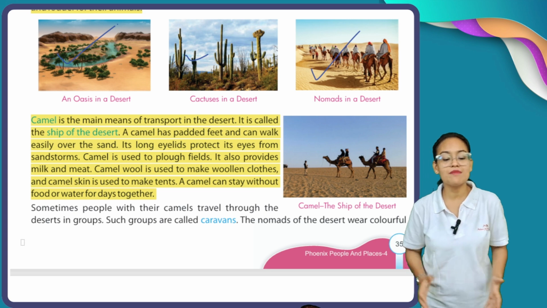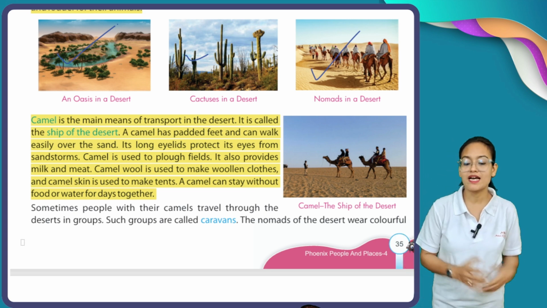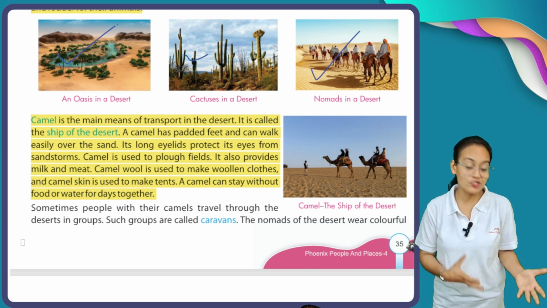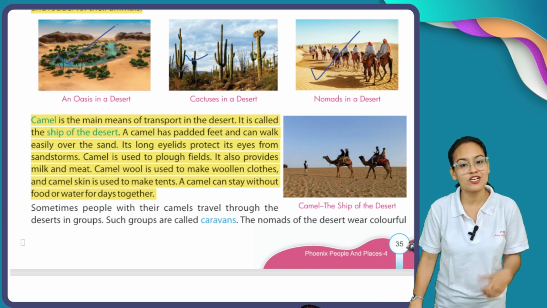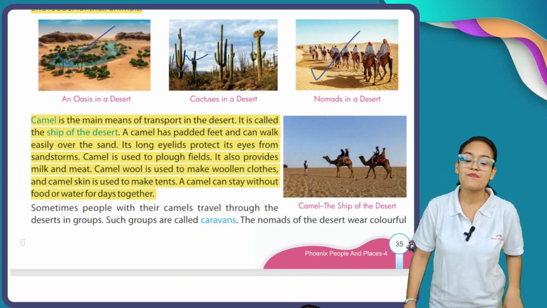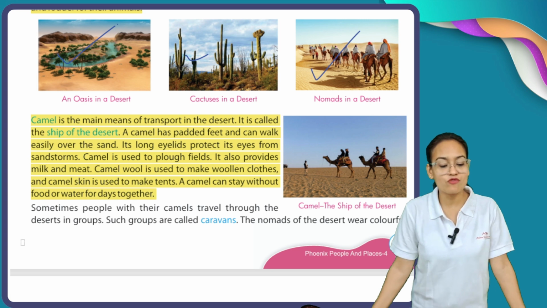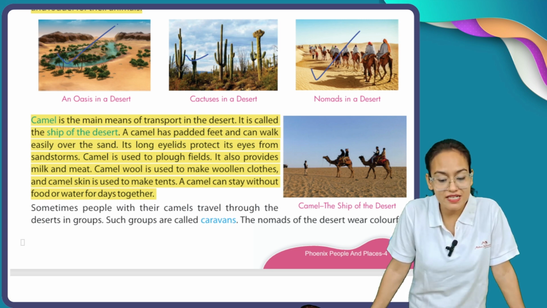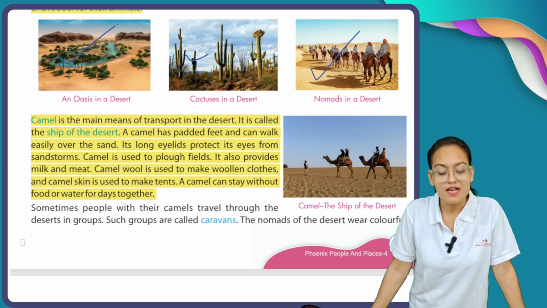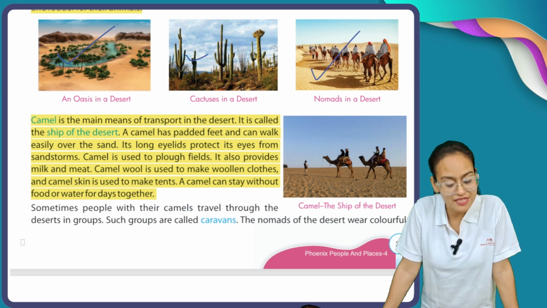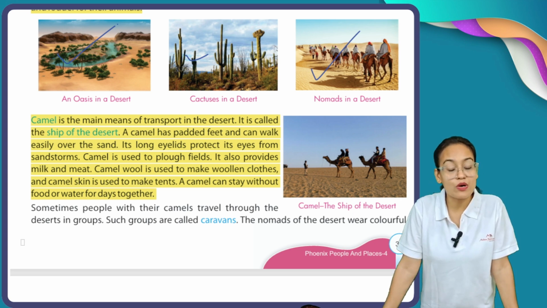The camel is the main means of transportation in the desert. It is the ship of the desert. Now, which is the main animal of the desert area? The camel, also called the ship of the desert. A camel has padded feet and can walk easily over the sand. Its long eyelids protect its eyes from sand storms. The camel is used to plough fields. It also provides milk and meat. Camel wool is used to make woolen clothes.